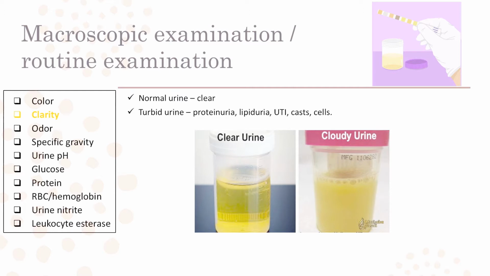Next is clarity. So normal urine is generally clear. We can read through the urine. If you put something behind the bottle of the urine, you should be able to read it. That is how we term it as clear.